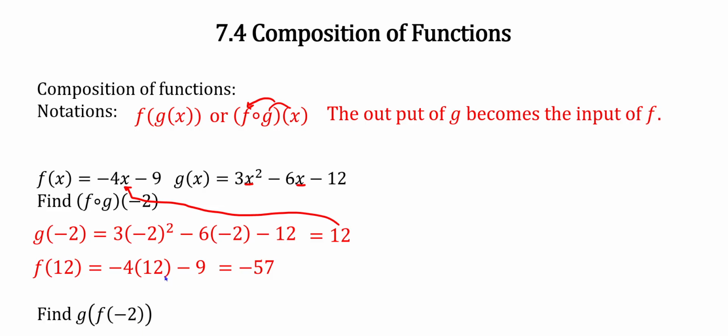So we do f of negative 2. So we plug in negative 2 to f. And there we're going to get negative 1. Now we're taking the negative 1 and plugging it in to g. And there we should get negative 3. So g of f of negative 2 equals negative 3.